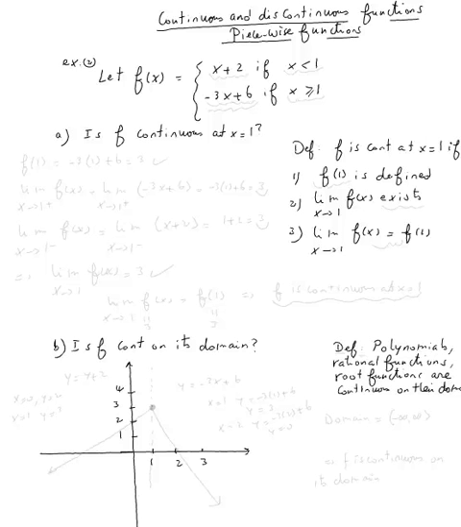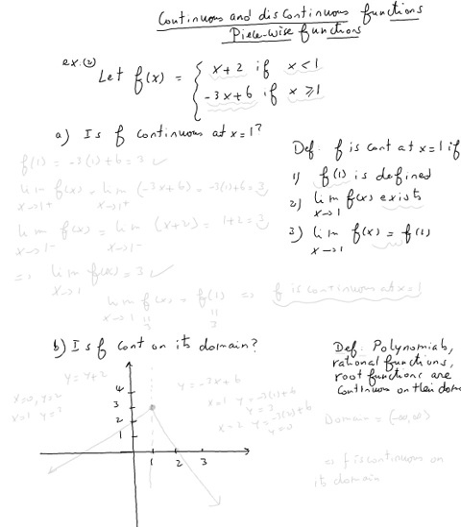The topic is continuous and discontinuous functions, and the examples are piecewise functions. So example 2. In the previous example we had a function that's discontinuous at x equal 1 because the limit does not exist. So therefore it's also not continuous on its domain, because 1 was in its domain.